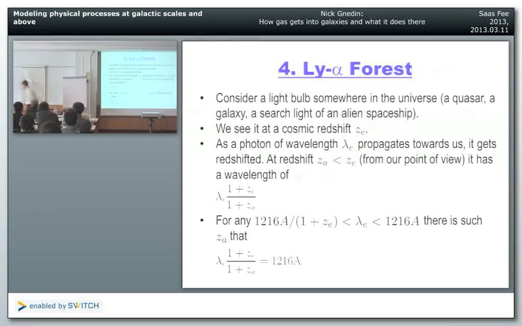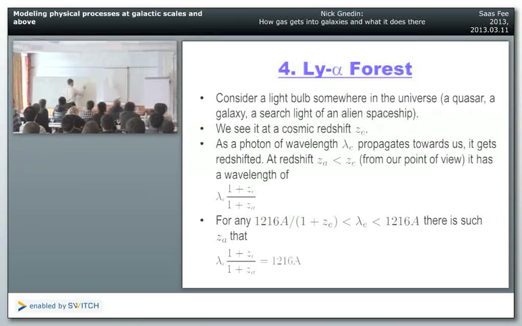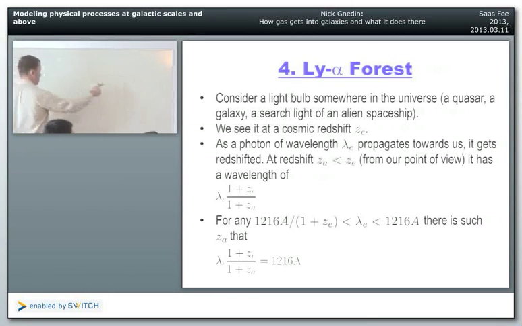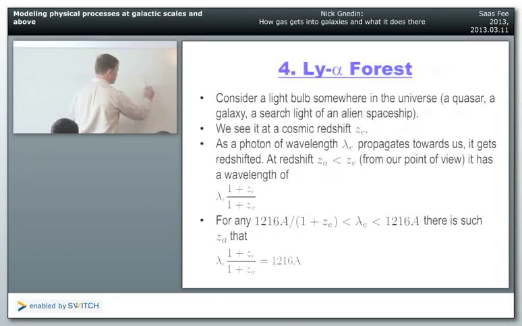All right, so we sit here, we look at the light bulb, and we see photons going to us. So the photon, as it leaves the light, gets redshifted more and more until it reaches us. From our point of view, this thing is redshifted at redshift z sub e. Right? And so as the photon increases its wavelength, if its wavelength was below 1216, then at some point as it increases, it can cross some point where its lambda becomes 1216 angstroms. You know what 1216 is.